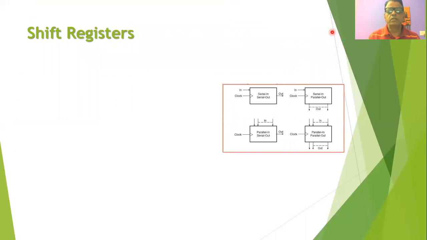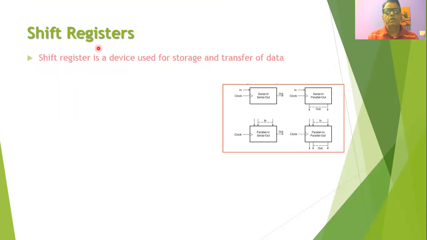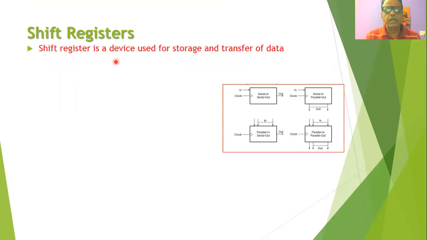So let us start the session with the question: what do we mean by shift registers? A shift register is a digital device that is used for the storage and the transfer of data. Whenever we deal with digital systems, we need to store the digital data and we need to process the digital data. In order to store and process this data efficiently, we need a device, and this device is called the shift register.